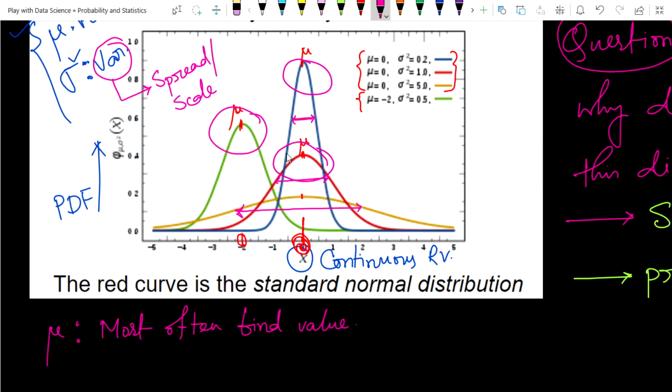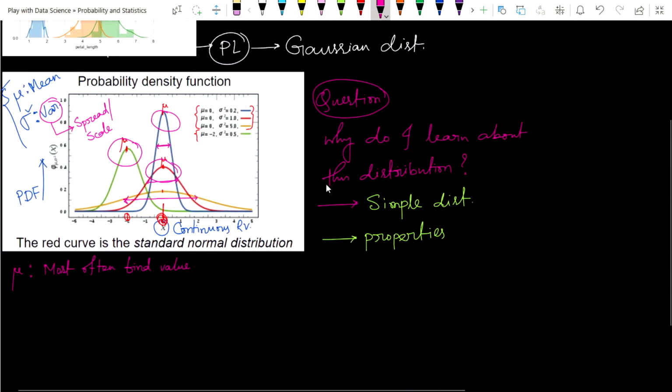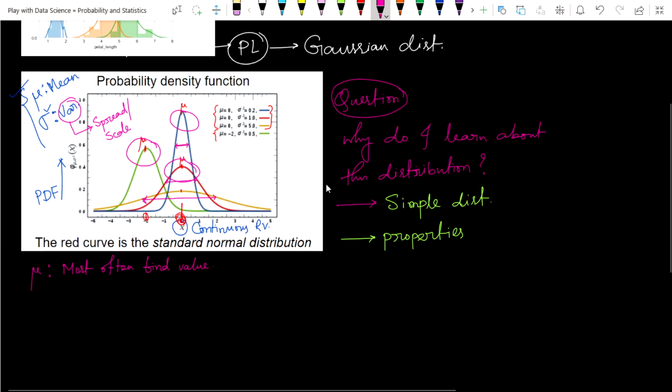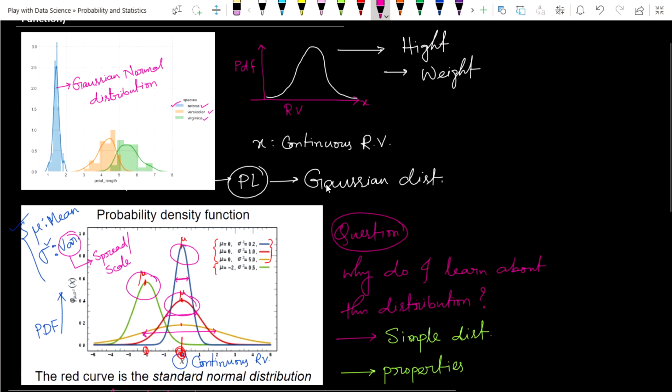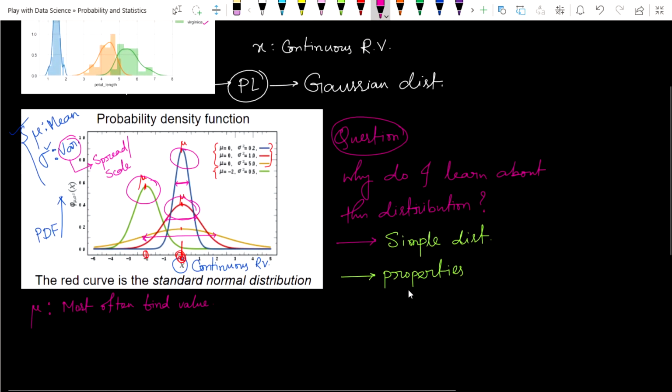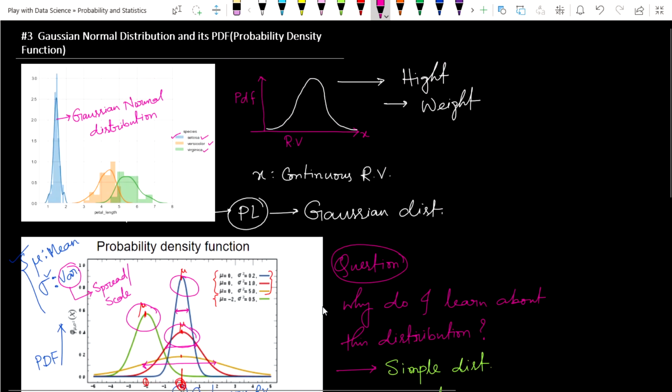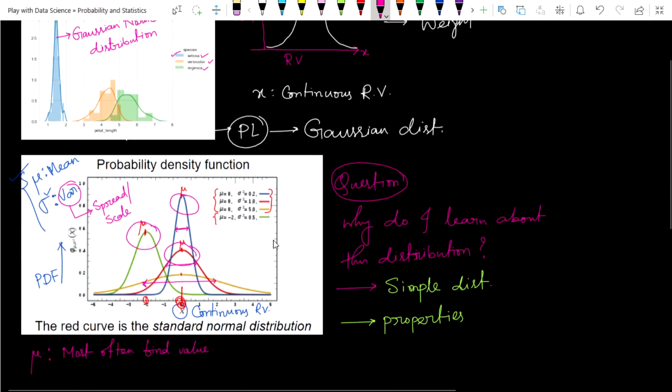So I think you have understood that using these two simple parameters, if anyone gives us just these two parameters, then we can easily draw some conclusions about this curve. Because it is a simple distribution, we can easily conclude some properties. And in natural phenomena, we will see that most things follow these Gaussian distributions.